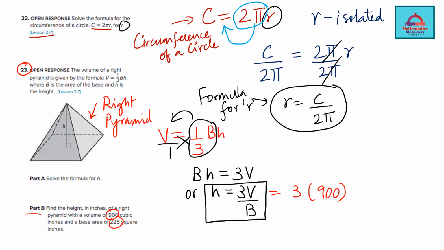Volume is given to be 900 and your base area is given to be 225 square inches. So I put this value, simplify, let's see what we get on simplification. So the numerator comes out to be 2700 divided by 225. So this is coming out to be 12 inches. So what is going to be your height in inches? 12 inches when you solve the formula for h.